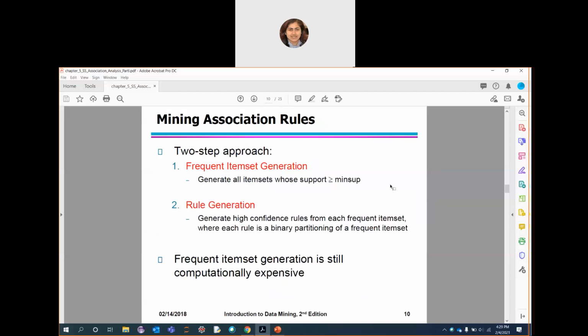So mining the association rule has 2 basic approaches. First, frequent item set generation, where you check whether the support of all the item sets is greater than or equal to the minimum support threshold or not. Then comes rule generation. So we need to emphasize the generation of high confidence rules, the association rules whose confidence values are high, for each frequent item set. Okay. And always the frequent item set generation process is computationally expensive.